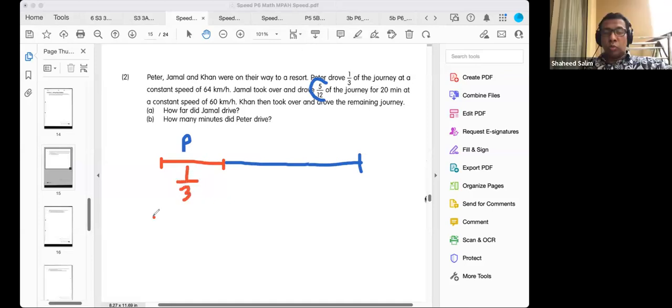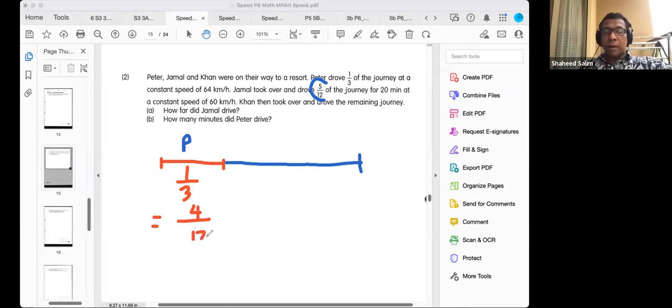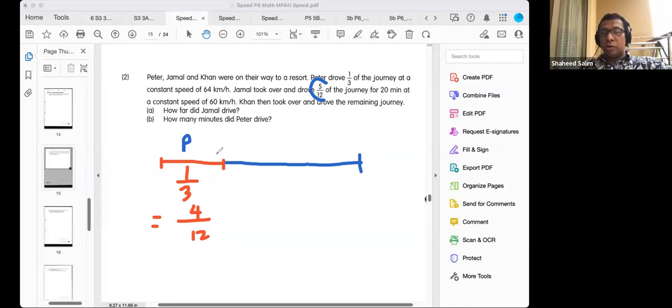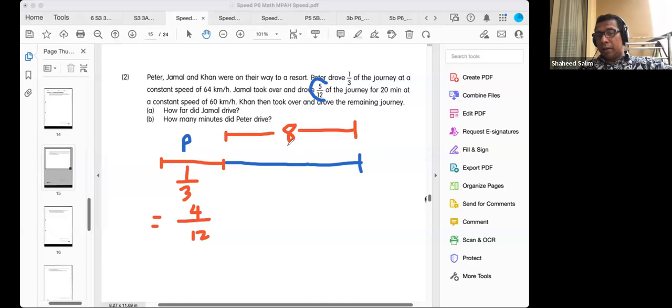Can we change it to 12 now? 1/3 is how many over 12? 1/3, so it's 4. 4 over 12. And then this Jamal, so your balance is how many? You got 4 total 12 units, 4 units used. How much is your balance from here to here? I got 8. 8, huh? 8. Good.